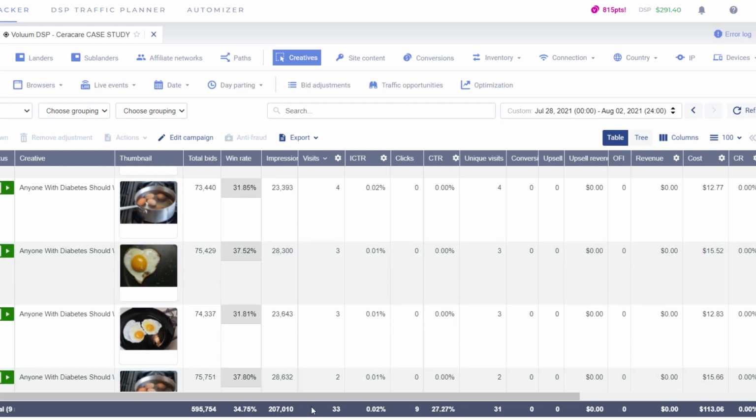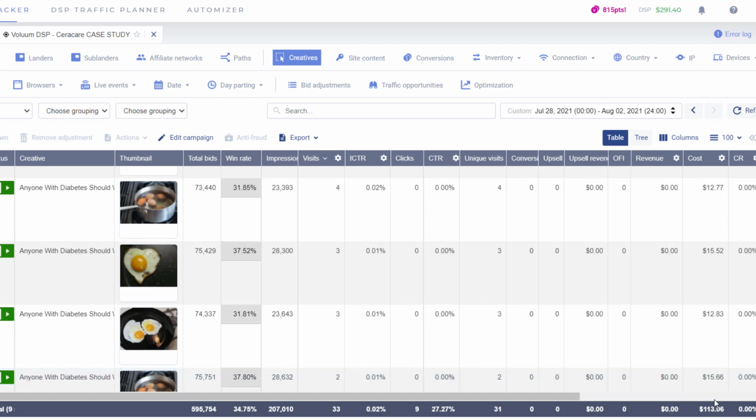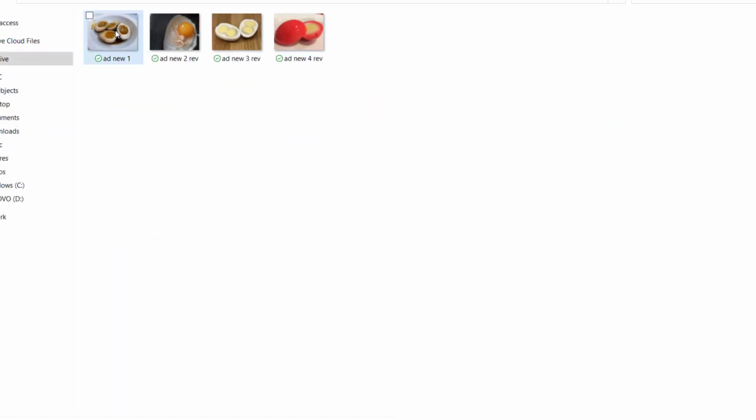So 200,000 plus impressions, only 33 clicks for an ICTR of 0.02%. So I know I only spent $100, but because the images weren't getting the click-through rate that I wanted, I decided to switch it to a mobile campaign. So I literally did the same DSP setup, but I'm just targeting mobile, and I got 4 new ads that I want to test out.